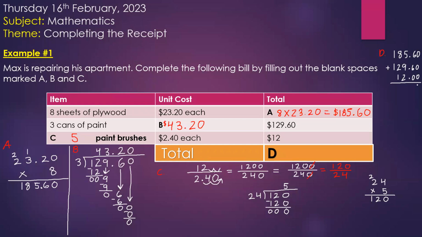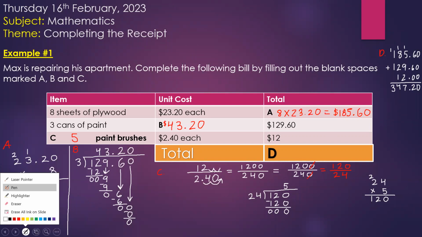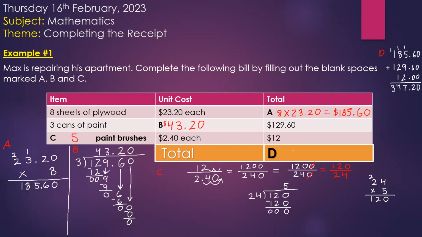So we add the 3 zeros. 6 plus 6 is 12. 9 plus 6 is 15, plus 2 is 17. 8 plus 2 is 10, 10 plus 2 is 14. And 3 here is 347. So the answer is $347.20. Mr. Petit, are you sure you added that right?